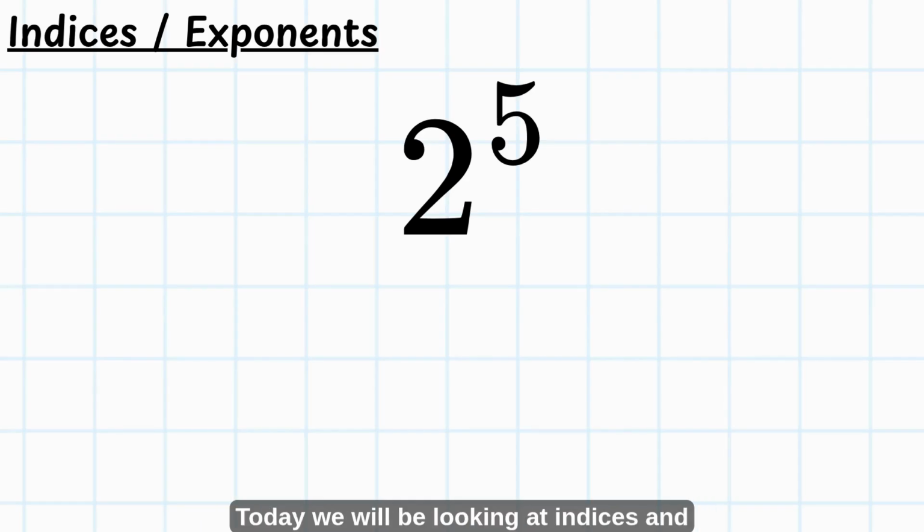Today, we will be looking at indices and exponents, also known as power terms. Let's start with an example. Imagine a base number raised to an index, like when we take the number 2 and raise it to 5. Here, the index 5 appears as a small number at the top right of the base 2.